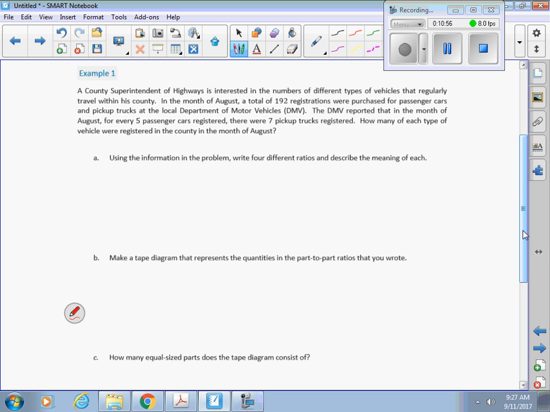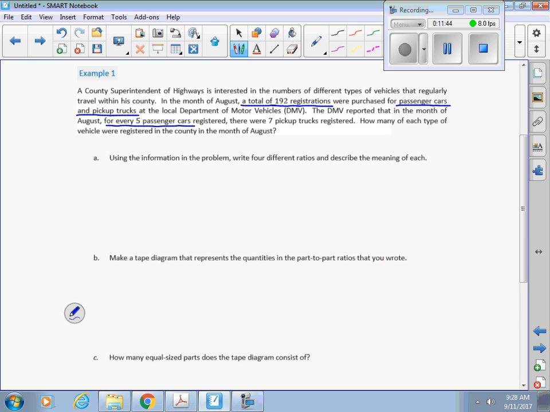Lots of hands went up. So, Ann, what do I need to underline? Very good. So everybody make sure you underline this. 192. That was the total number of vehicles, right? And that total represents passenger cars, let's underline that, and pickup trucks. All right, I'm going to keep reading. The DMV reported that in the month of August, for every 5 passenger cars registered, I saw lots of hands go up for that, for every 5 passenger cars, so let's underline that. That's the first part of our ratio, and we're talking about cars to pickups.